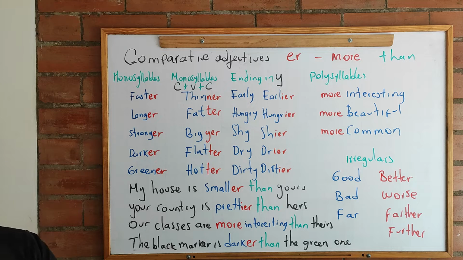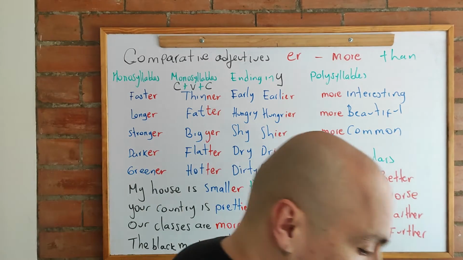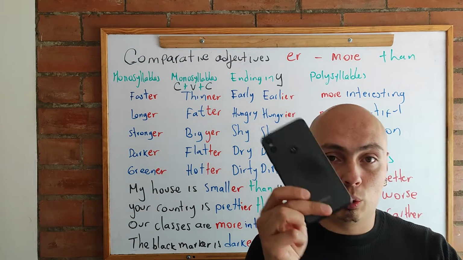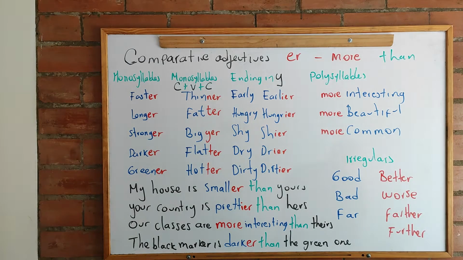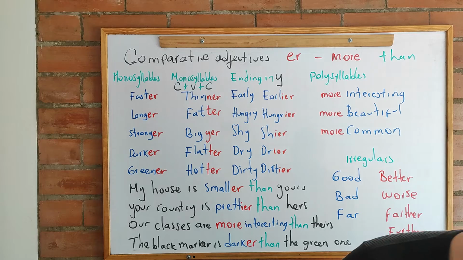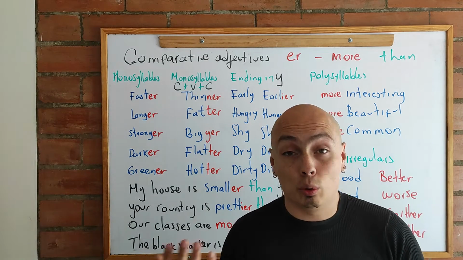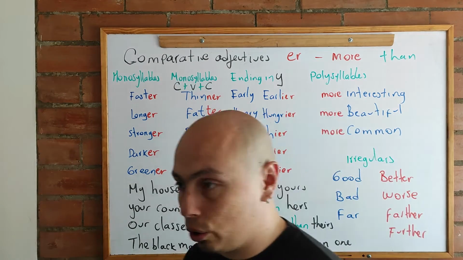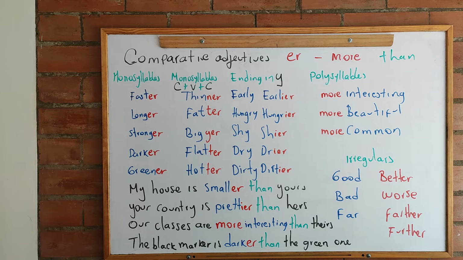What do we use it for? As the name says, it's used to compare two things. For example, to compare two cell phones, to compare two markers, to compare two hands, to compare two teachers. So that's what we are going to use the comparative adjectives for.